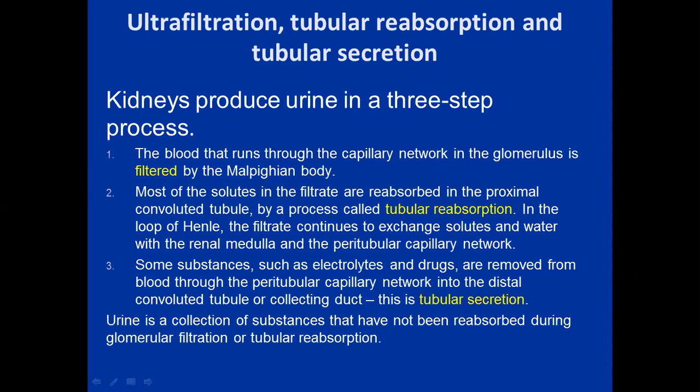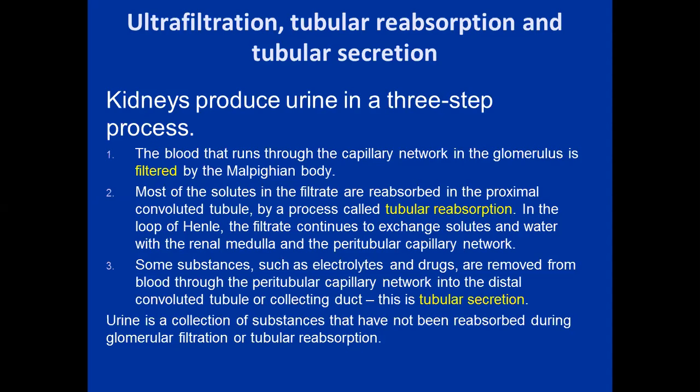Blood that runs through the capillary network in the glomerulus is filtered by the Bowman's capsule. Most of the solutes in the filtrate are reabsorbed in the proximal convoluted tubule. Remember, that's because they're still useful. And that process is called tubular reabsorption. As the filtrate passes down through the loop of Henle, there's a continuous exchange of solutes and water between the renal medulla and the peritubular capillary network. And I'll deal with that.